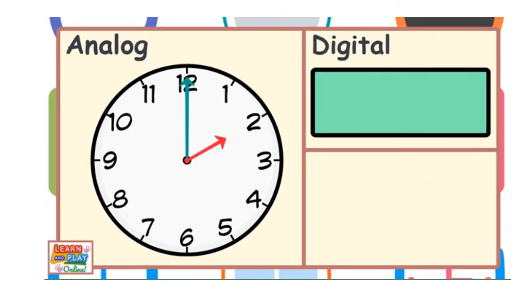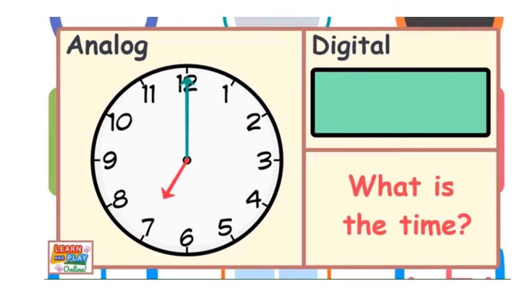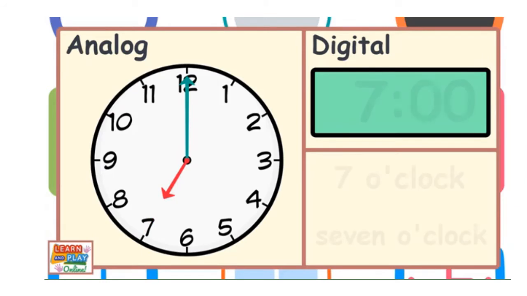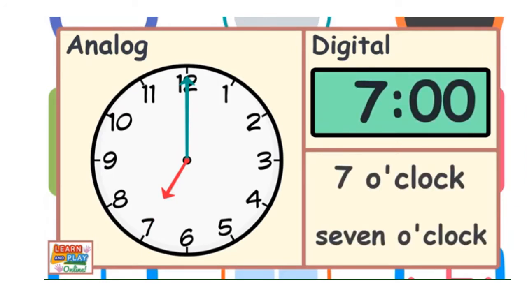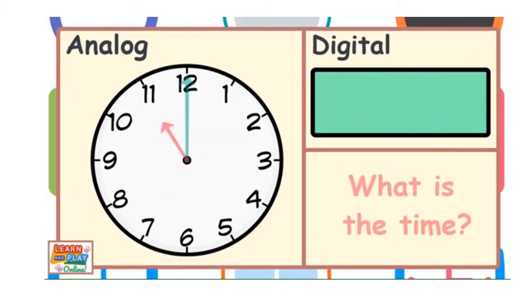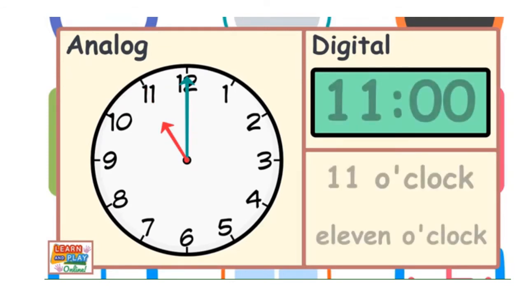Try to remember the basics. When the minute hand is pointing at the number 12, it is something o'clock. So then look at the hour hand to tell you what that something o'clock is. The time is 7 o'clock. It is 11 o'clock.